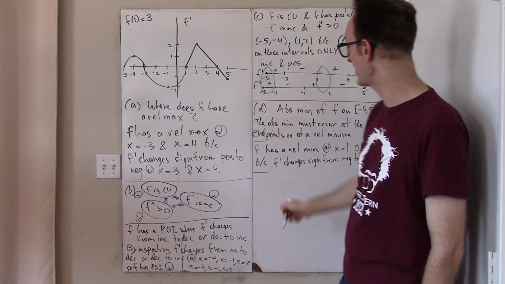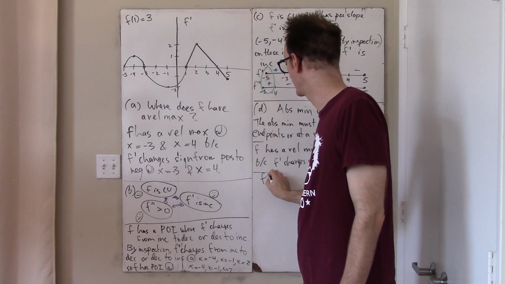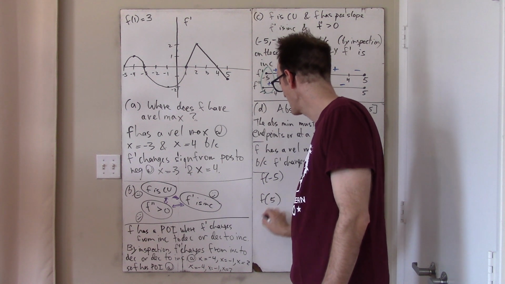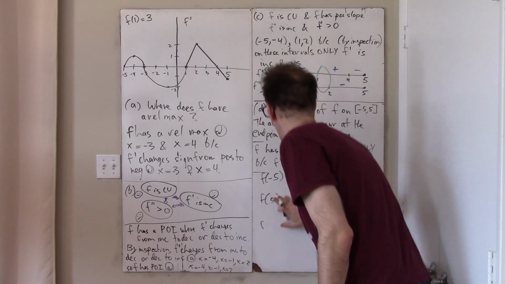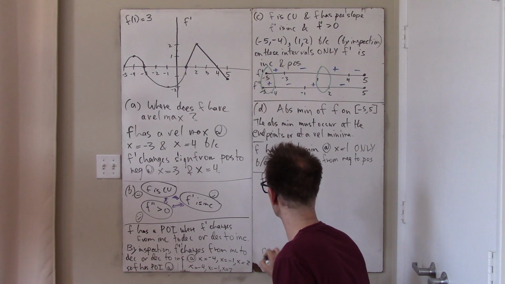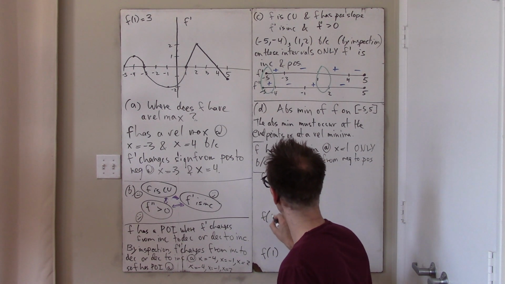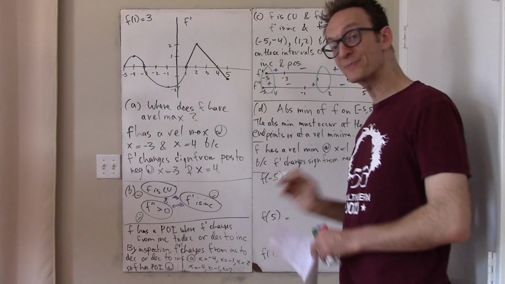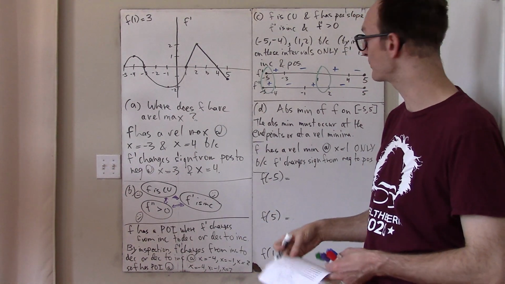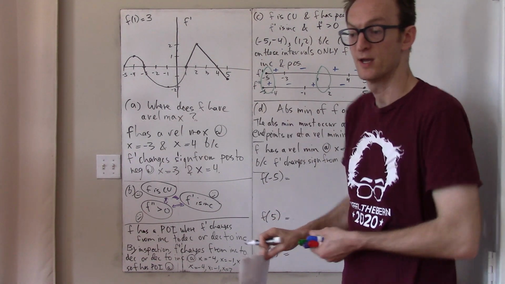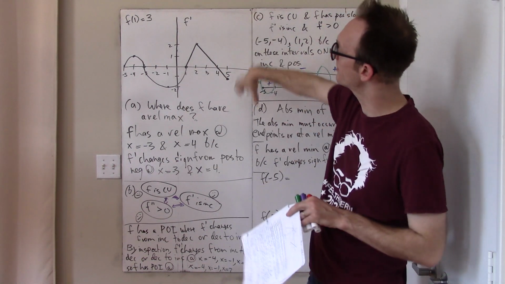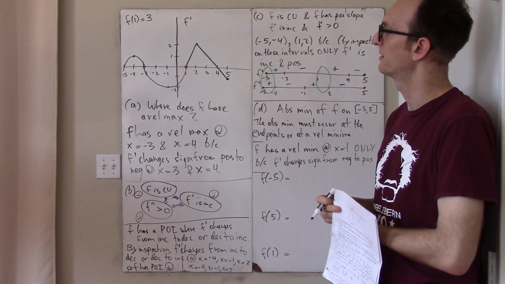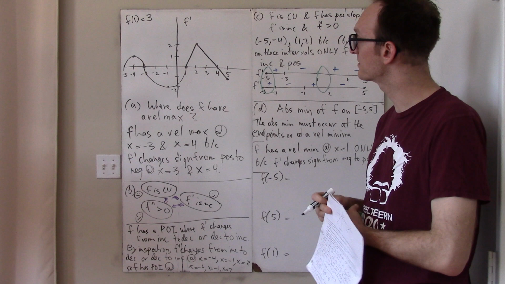And so now it suffices to do the following. I just need to compute f of negative 5, f of 5, and f of 1. Having computed these 3 y values, the absolute minimum of this function on this interval must be one of these 3. Because, never mind the fact that this is a very abstract question, the absolute minimum has to occur at a relative minimum or at the endpoints.